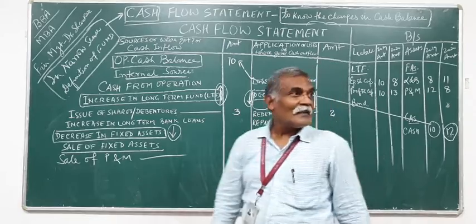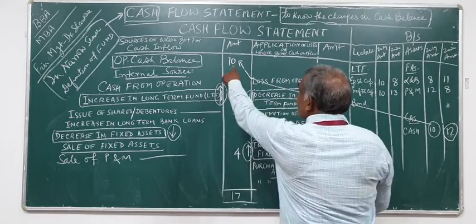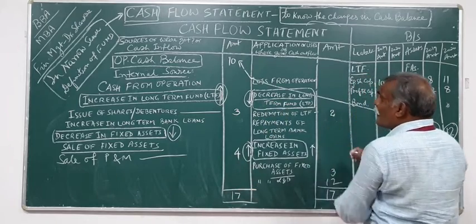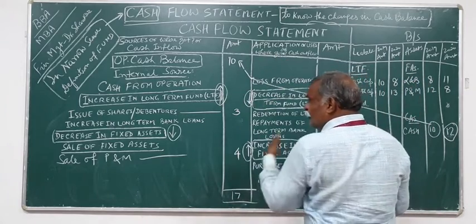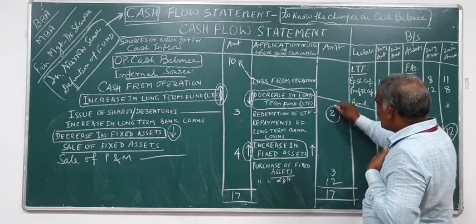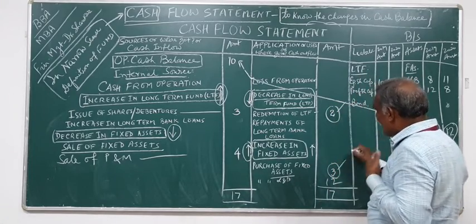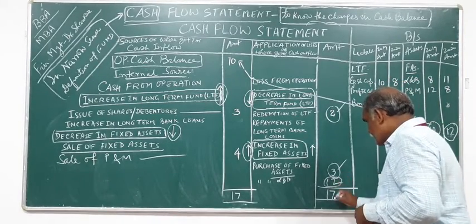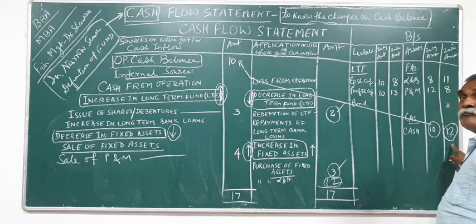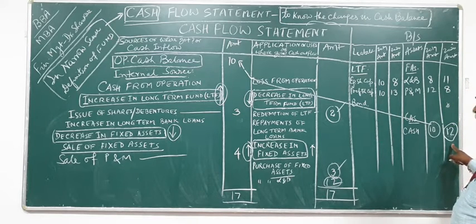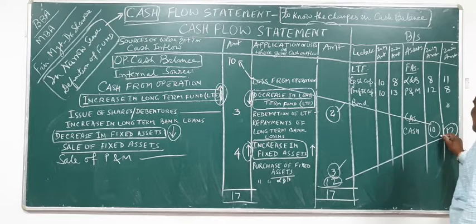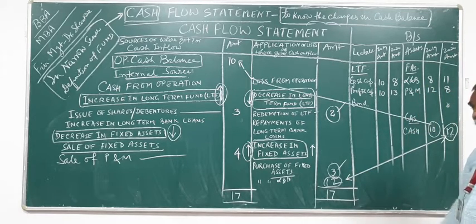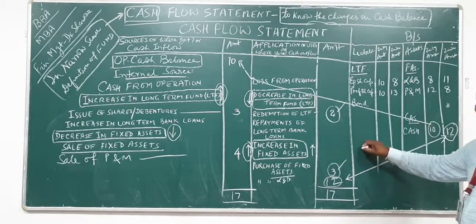Now you see, this is 10, 3, 13, 4, 17. This side is 17. This side, how much is in your pocket? 17 rupees came. You have utilized 3 rupees and 2 rupees and 3 rupees, 5 rupees. How much remains in your pocket? 12 rupees. So how much is your closing cash balance in balance sheet? 12 rupees. So when this amount matches with this 12 rupees, it means your cash flow statement is correct.